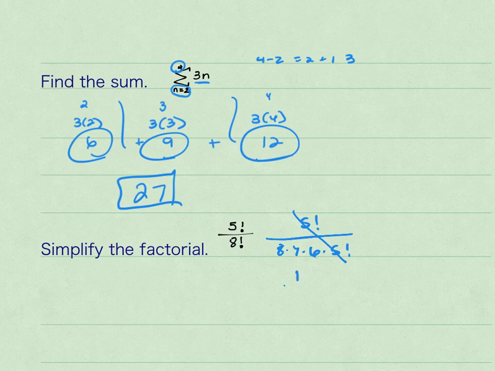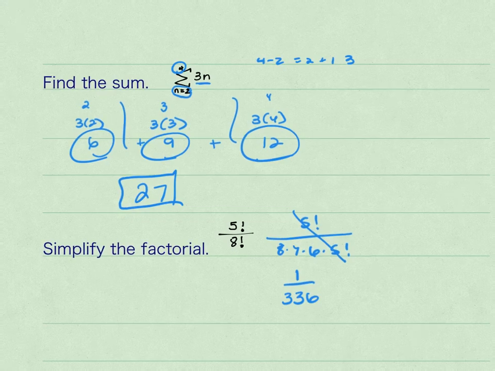And I'd get 1 over 336. That's all you need for that. Yep, that's not bad. Factorials right now, you're just learning the foundation of. We use them a lot when we get to probabilities.